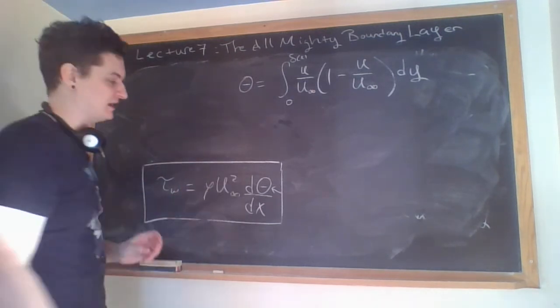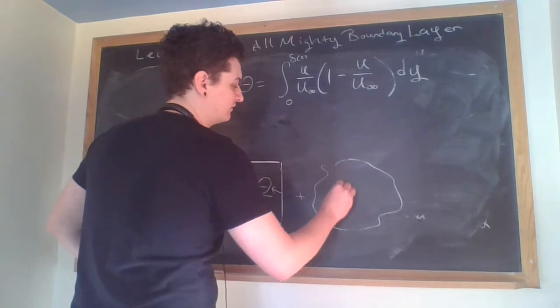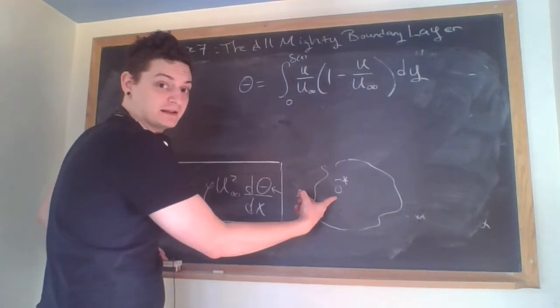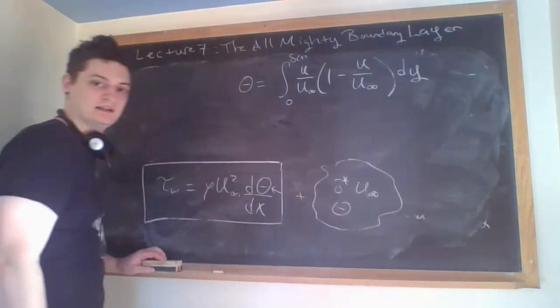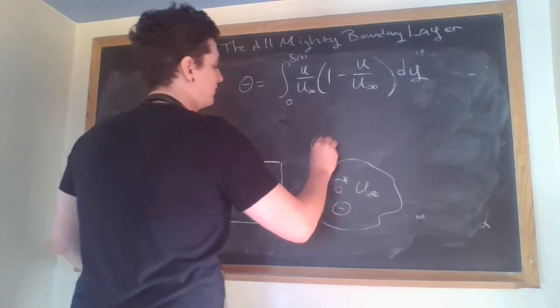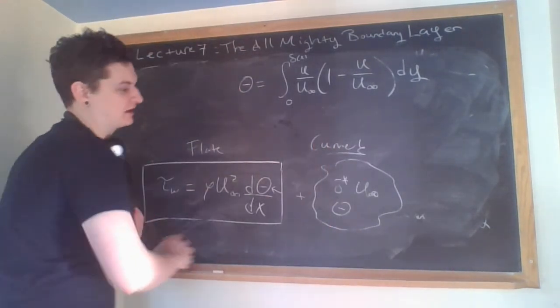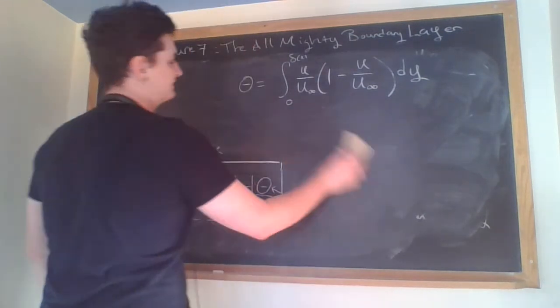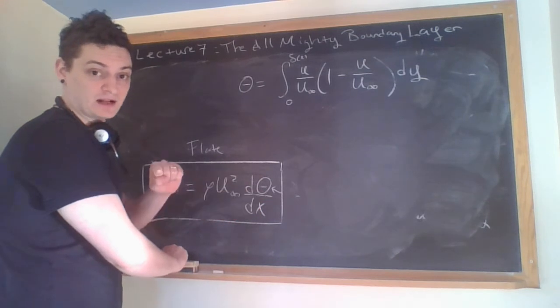For a curved plate, there's going to be another term in here that involves the displacement thickness. And it will involve this, and it will involve this. So this is for a flat plate, but for curved, we get another term. But we're not there yet. For flat plates, we have a nice, simple expression for what the shear stress at the wall is, and it's based on its momentum thickness.